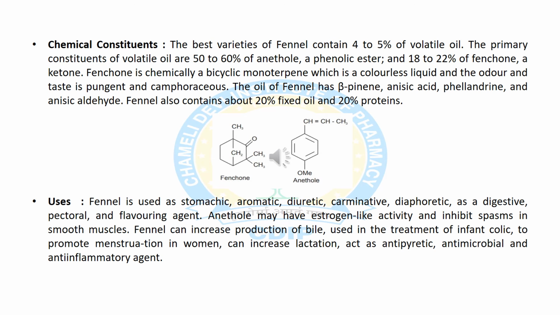Now we will discuss chemical constituents found in fennel fruit. The major constituents are volatile oils, and these are fenchone and anethole, and other constituents are beta-pinene, anisic acid, phellandrene, anisic aldehyde, and fixed oil as well as protein. Now we will discuss therapeutic uses of fennel fruit. It is used as an aromatic, diuretic, carminative, digestive agent and as a flavoring agent.